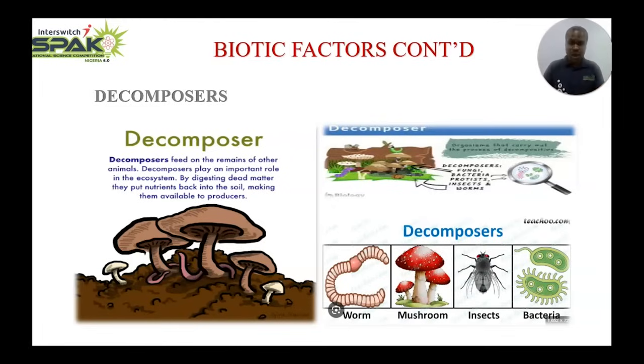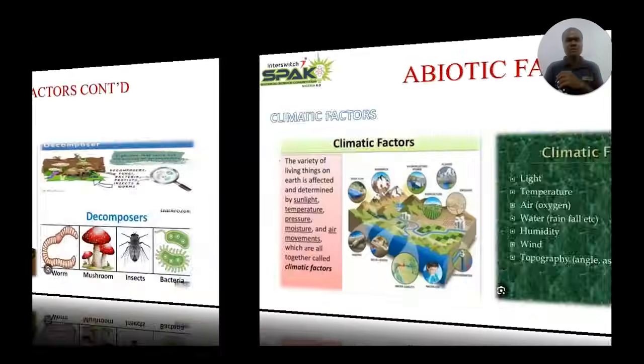We have macro decomposers and micro decomposers. Of course, mushroom is a macro decomposer. They are big. Some insects feed on maggots. That's why we release maggots, and the maggots act on decaying food, breaking down some of these things. Okay, so that is decomposers.